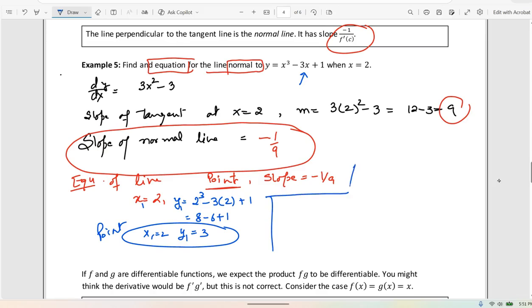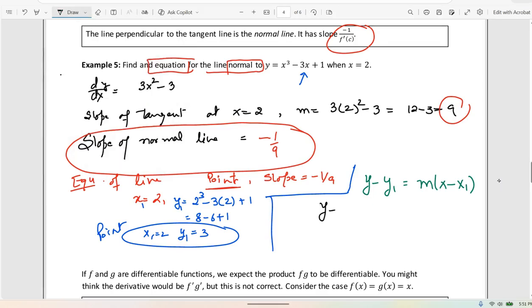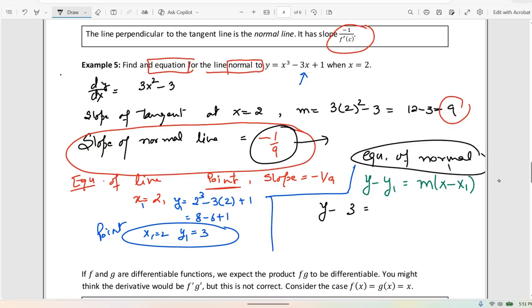Equation of any line, if you remember this formula from your geometry, is y minus y1 equal to m times x minus x1. Okay. Now we have all the information. Y minus y1, which is 3, equal to m. Now don't take m as 9. We need to take m as negative 1 by 9 because the question is to find the equation of the normal line, right? That means we need to use the slope of the normal line. So we need to use negative 1 by 9. X minus x1 is 2.